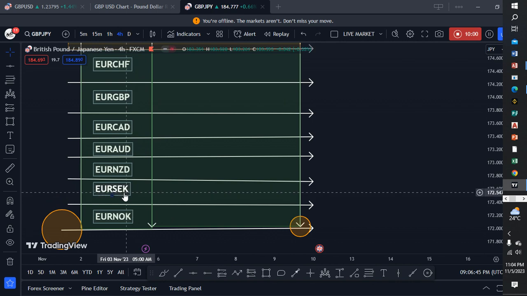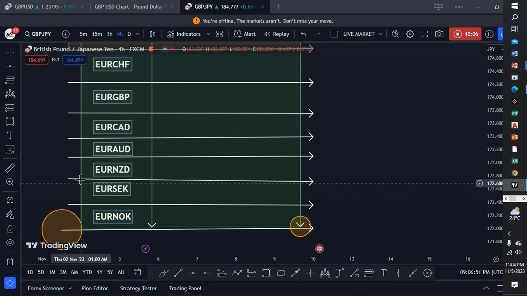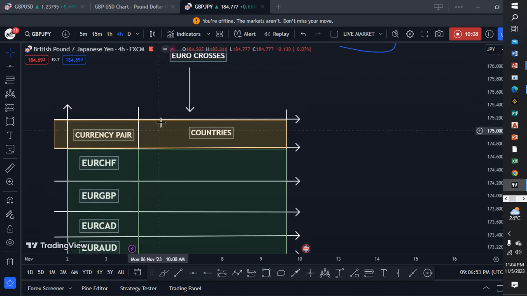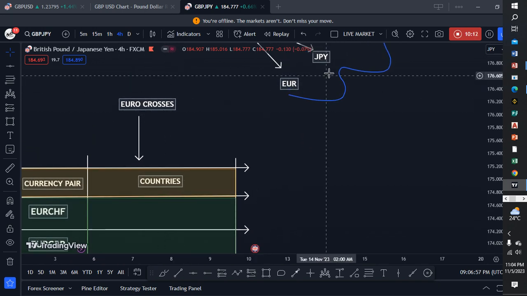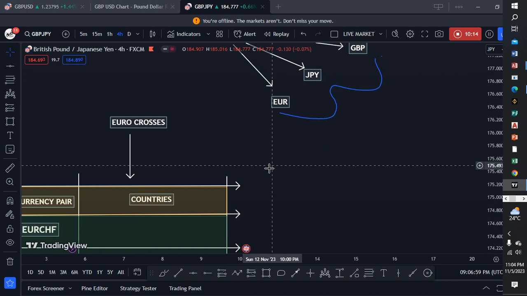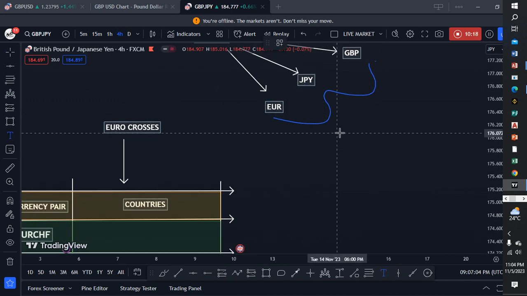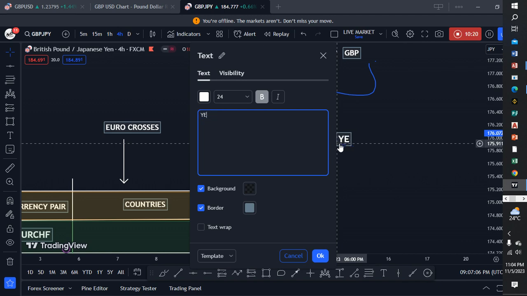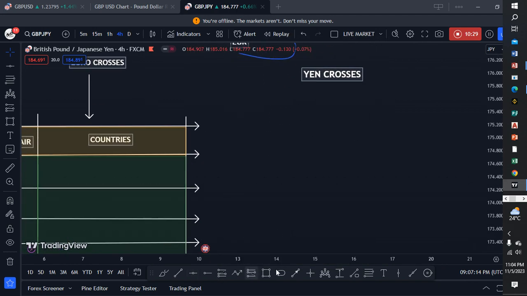SEK is the currency for Sweden. Euro NOK is traded in the eurozone and Norway. NOK is for Norway. These are the euro crosses. So we also have the yen crosses, the Japanese yen. These are examples of the yen crosses.